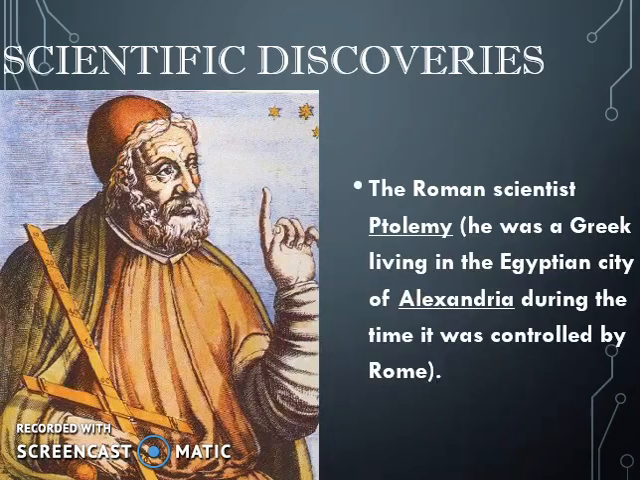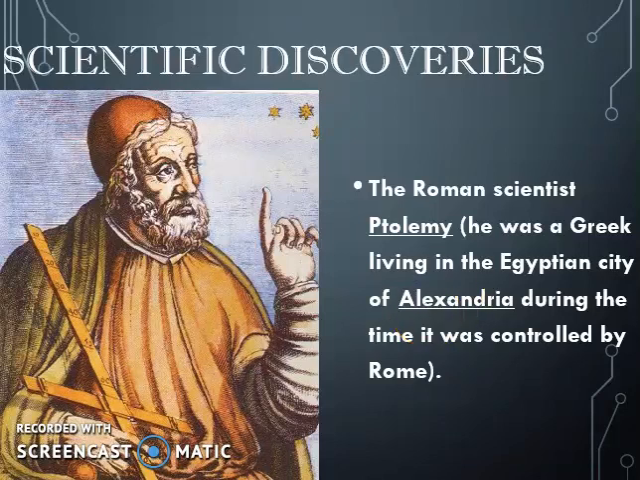Scientific discoveries were also important during the Roman Empire. The Roman scientist Ptolemy was a Greek living in the Egyptian city of Alexandria during the time it was controlled by Rome. So as Rome expanded, one of the places that they conquered was Egypt. Alexandria was a city in Egypt established by Alexander the Great. Remember, he conquered an empire that stretched all the way to India after his father conquered Greece, originally from Macedonia.